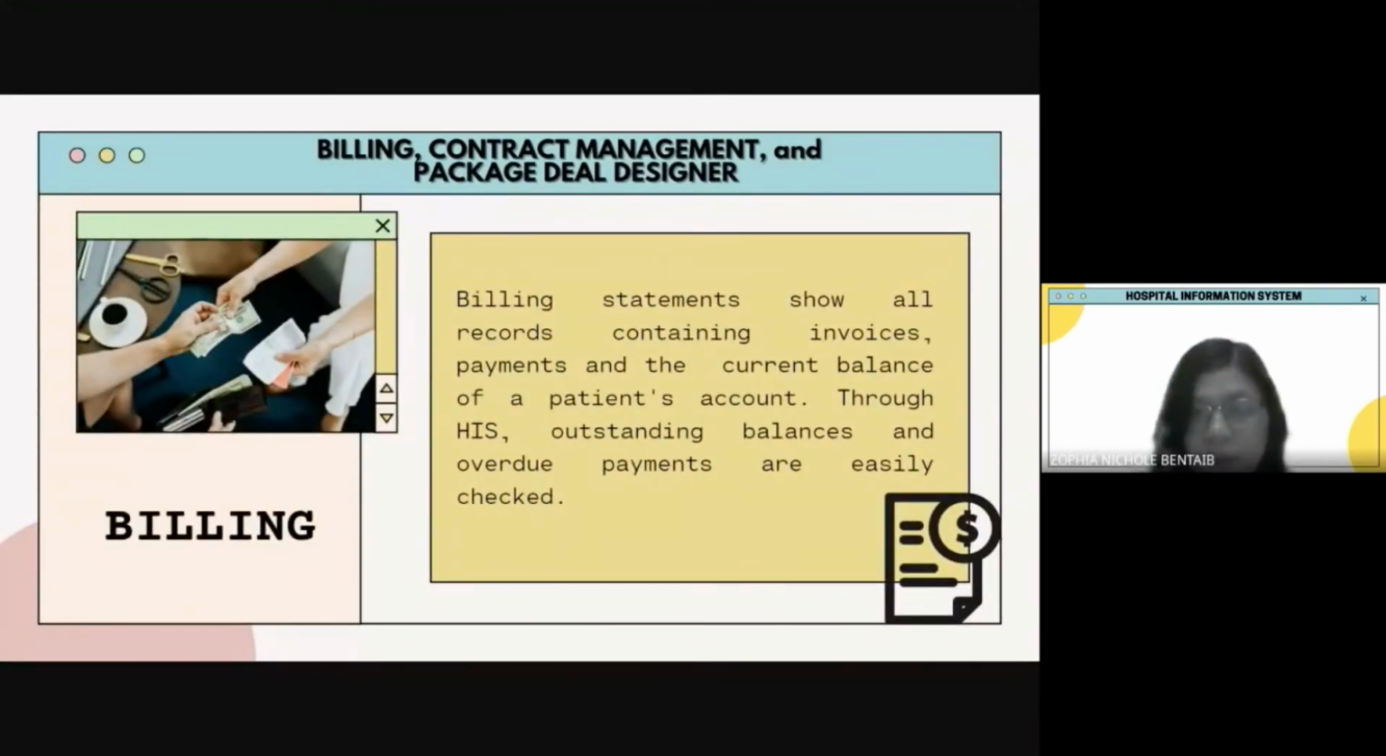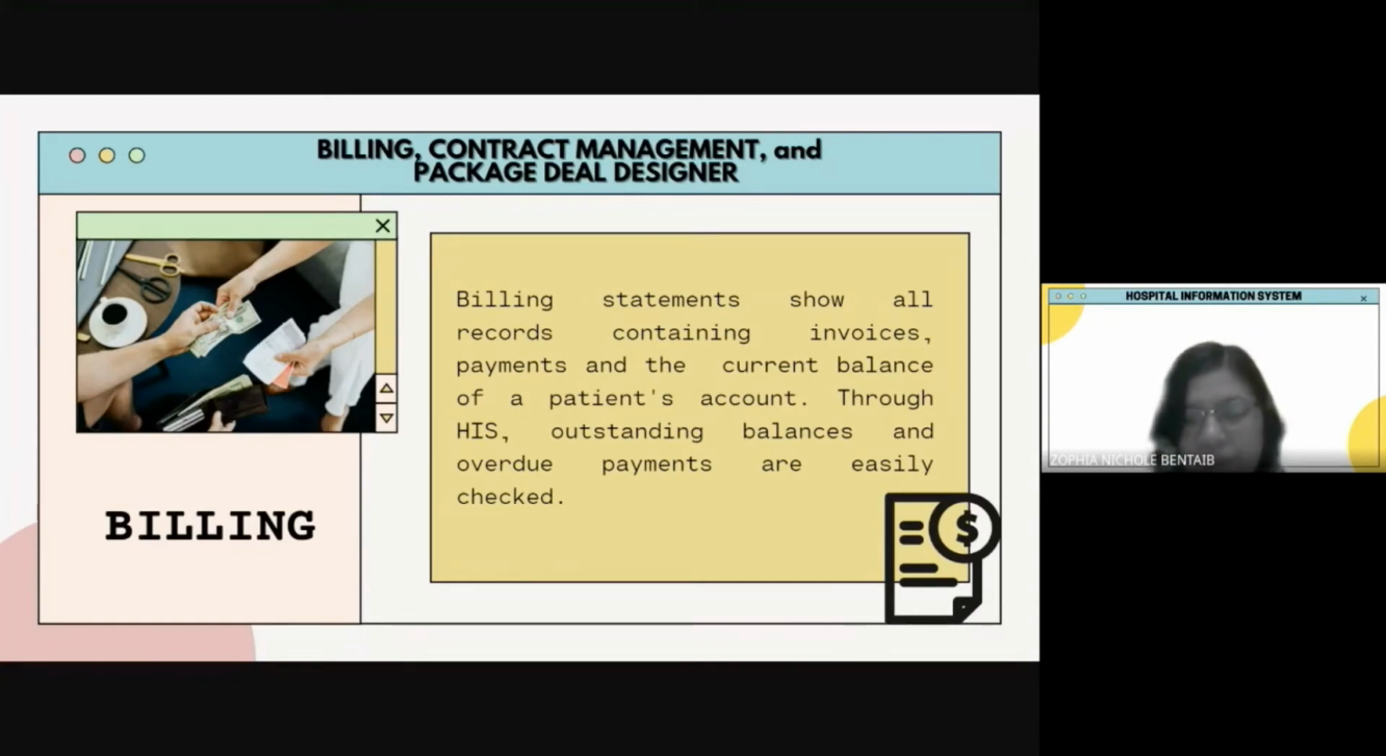Now, we will talk about billing, contract management, and package deal designer. Billing. Billing statements show all records containing invoices, payments, and the current balance of a patient's account. Through HIS, outstanding balance and overdue payments are easily checked.